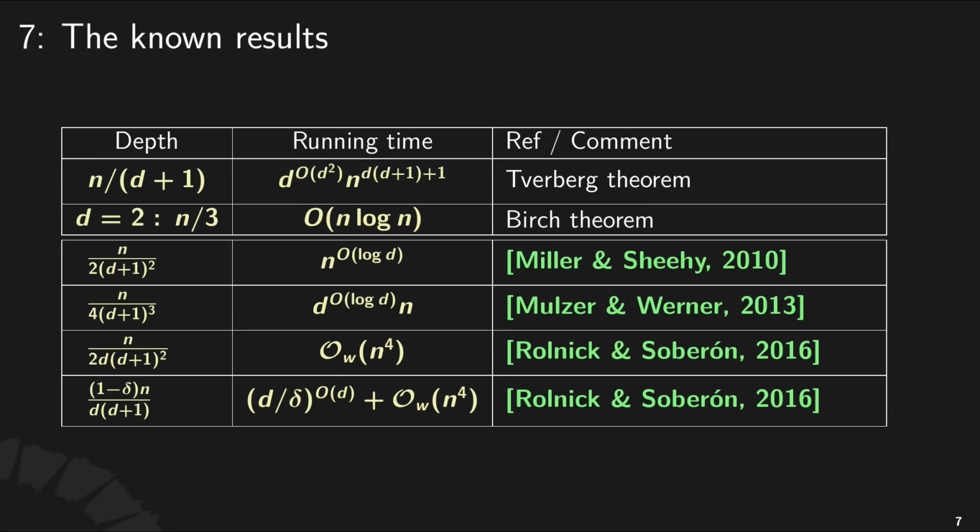right? You can get roughly n over d squared depth with a compact proof, but the running times are not quite polynomial. Rolnick and Soberón provide a running time which is weakly polynomial, but the constants are not great. So what we do in this work, we improve all the results below the double lines in this table.